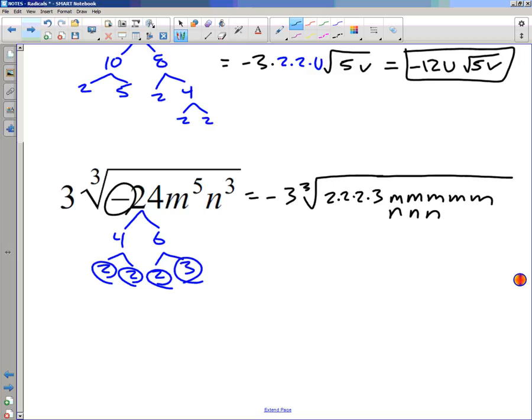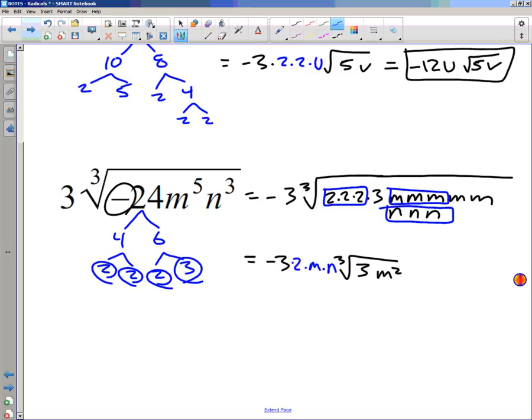All right, we've got a cube root, so we want to group up and find groups of 3. So I got 3 2s here. I got 3 m's here. I got 3 n's here as well. So we're going to be able to bring a few things on the outside. The negative 3 is going to stay. The 3 that we weren't able to group up and those 2 m's are going to have to stay as well. But on the outside, we should be able to bring a 2, an m, and an n.